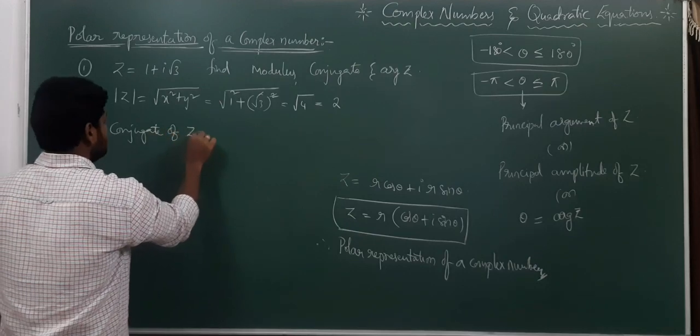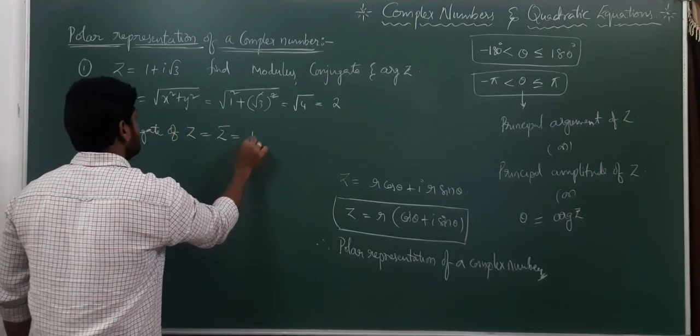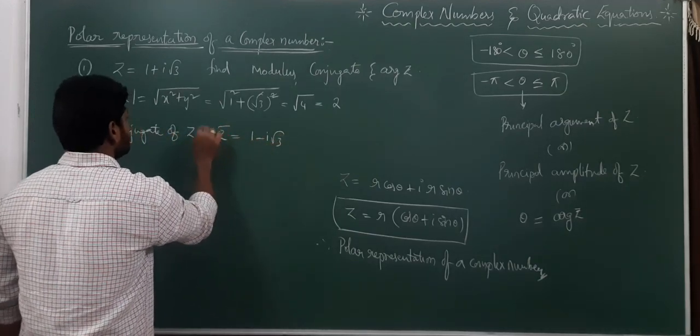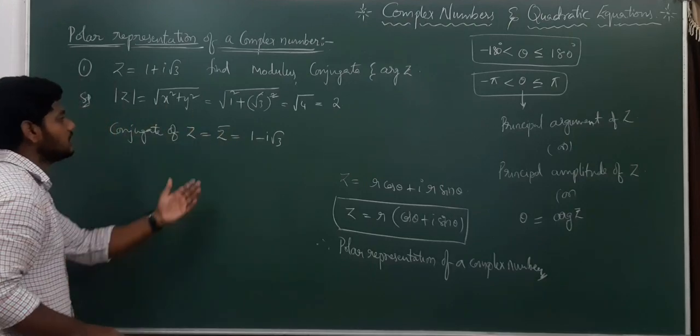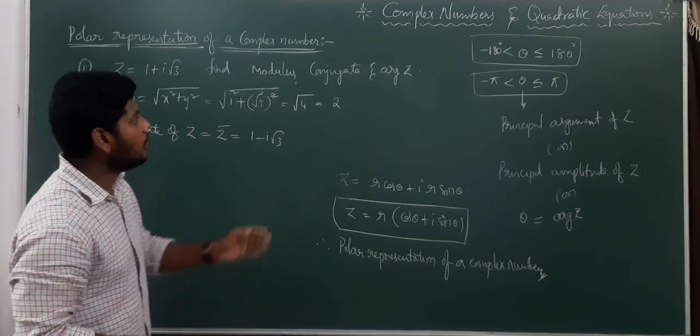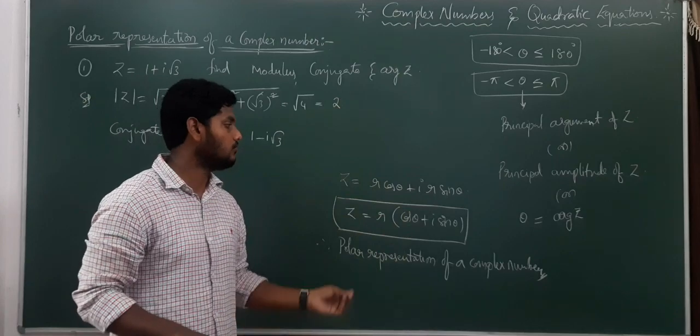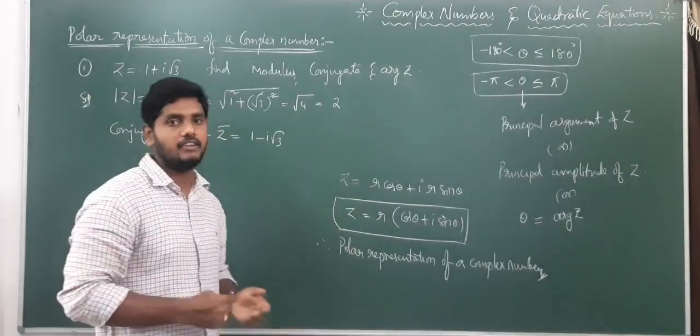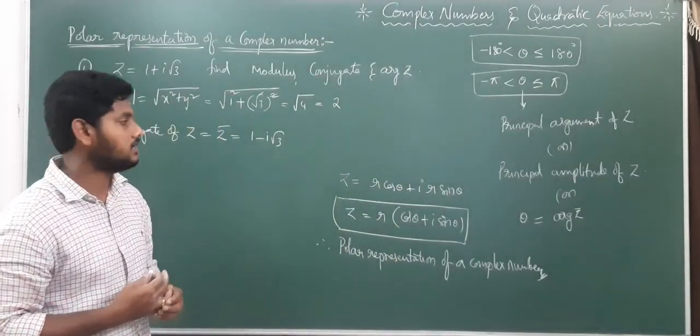The conjugate of z, which you will represent with z bar, is equal to 1 minus i root 3. Why? Because given 1 plus i root 3, the conjugate is 1 minus i root 3. Now, how to find the argument? Nothing but theta we need to find.